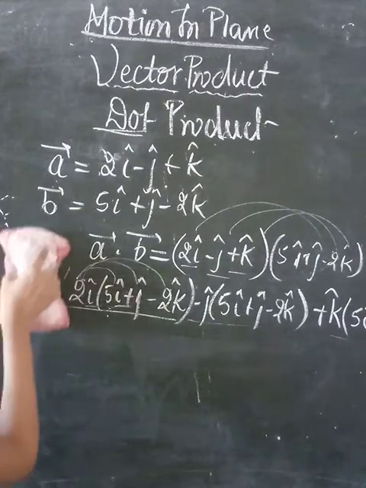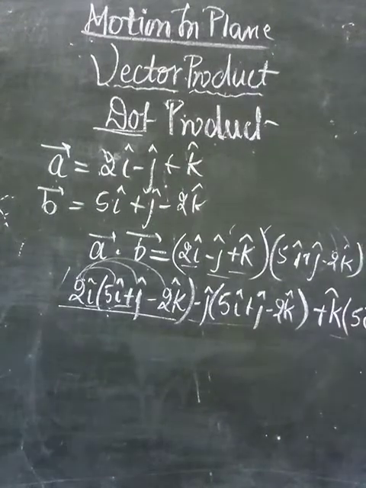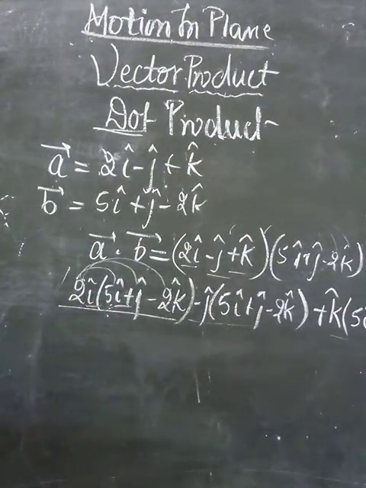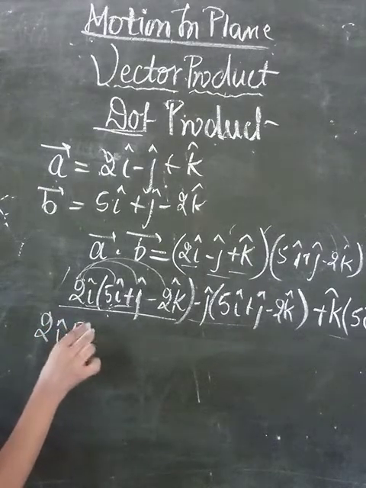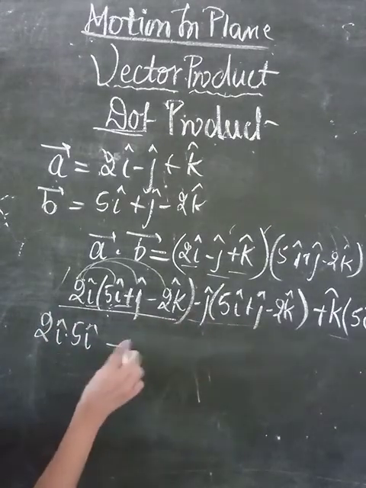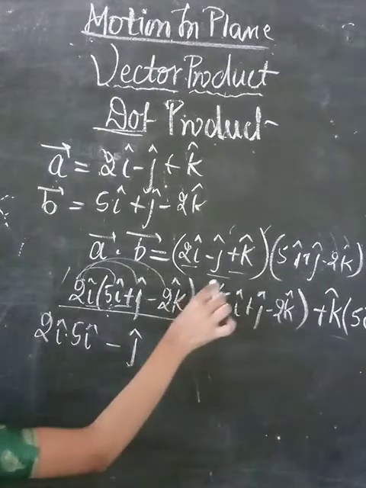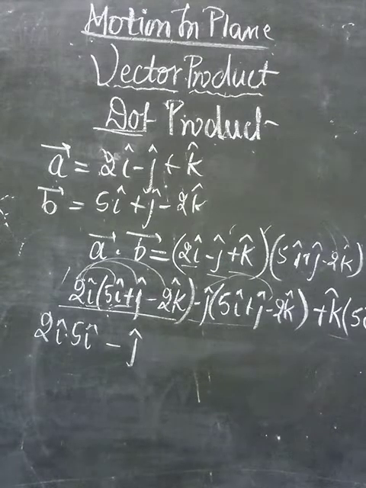Similarly, we have to solve for the other vectors and the other brackets also. See, in this, i and i will be 1, but i dot j will be 0. Again i dot k will also be 0. So we will be solving only for 2i and 5i. The only value we will be getting is for the same unit vector. So we will only multiply 2i and 5i. Again this is minus j. So j will be multiplied to j, then only we will be getting the product. The other values will be 0.